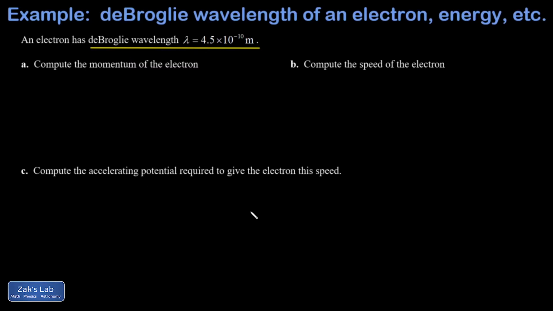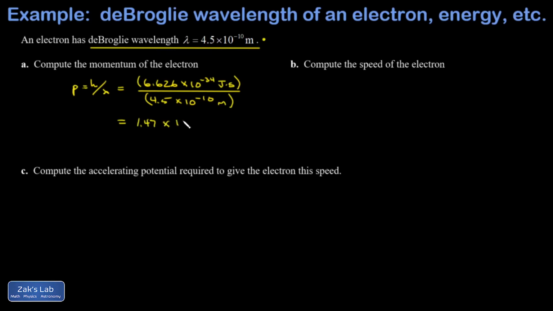So in a sense, I could interpret this problem as, how do I calculate the potential difference that's required to get a desired wavelength in, for example, an electron microscope? So first we'll look at the momentum of the electron. And momentum is just given by h over lambda. And when I crunch the numbers, I get 1.47 times 10 to the negative 24 kilogram meters per second.